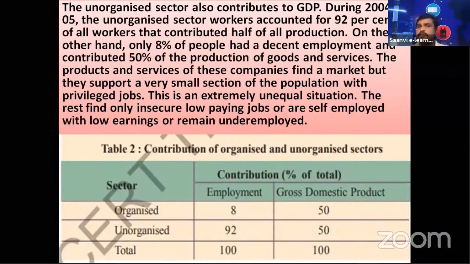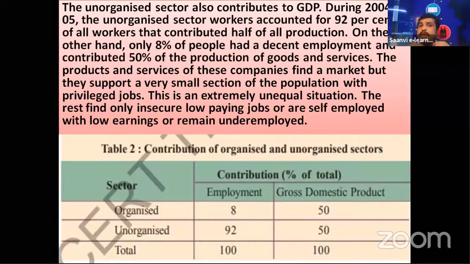Now, if I ask you a question, why do we actually have 92% of people in the unorganized sector, but their contribution is only 50%, when 8% of people in the organized sector are also contributing 50% of the production? What may be the difference there? There we have to find that in the unorganized sector there are no skilled persons. We will discuss that.